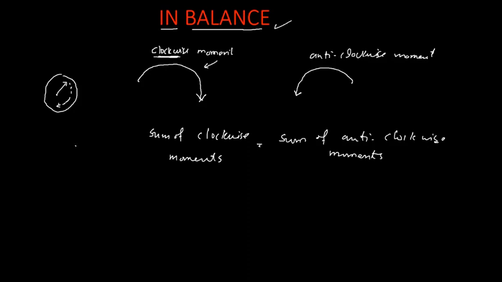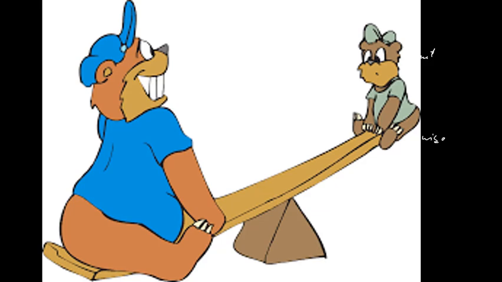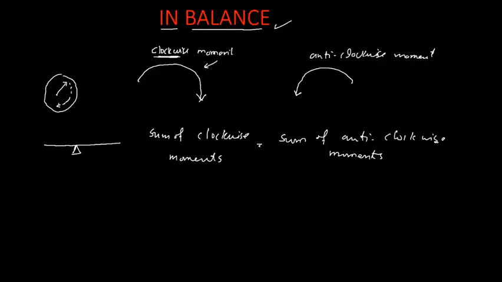Let's take the example of a seesaw to clarify this balanced condition. Suppose someone is sitting here, and if he was sitting alone, the person will have some weight, and it will rotate the seesaw in this direction. So this, as you can see, is a clockwise moment.